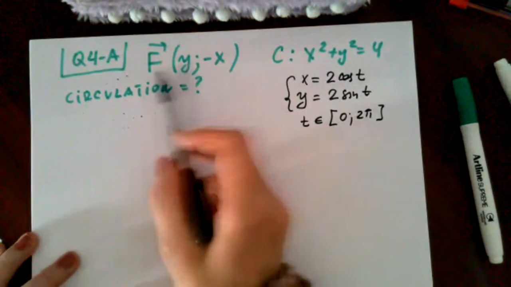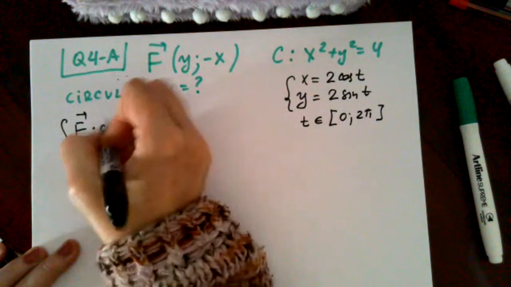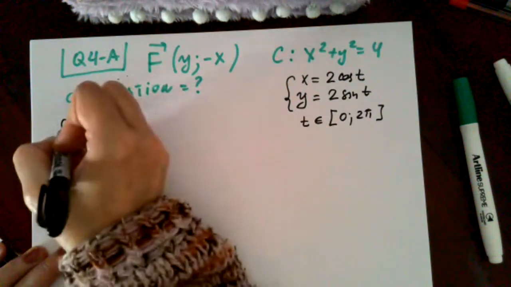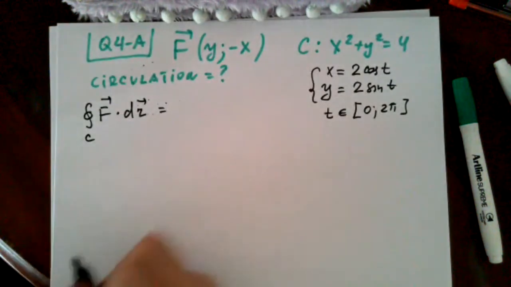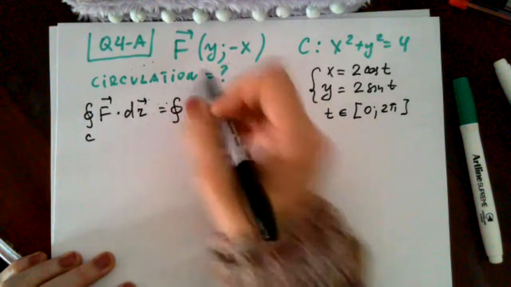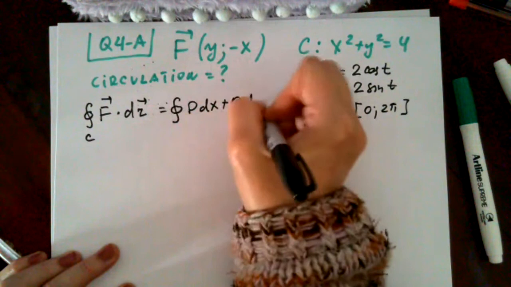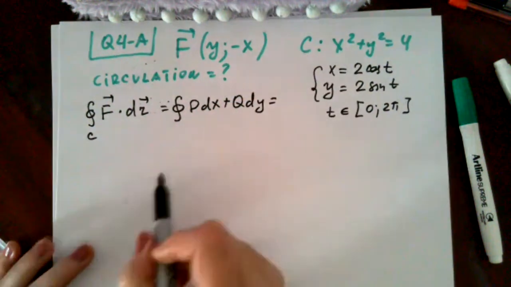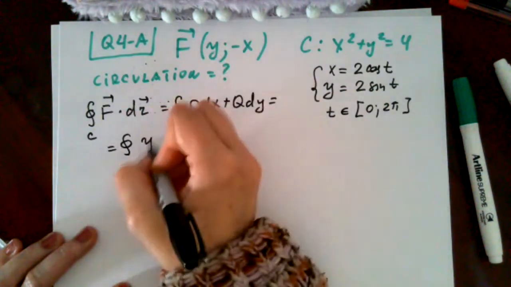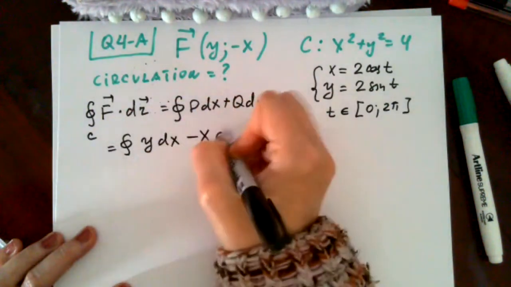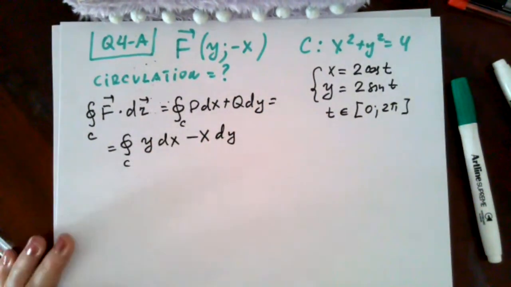Okay, and now we need to write this integral. So our circulation will be given with the same integral, F dot product dr along the curve C, but we should put the circle around it to symbolize that we are calculating the circulation. Now we need to rewrite it as P dx plus Q dy. As you can see, we are dealing with a 2D field, luckily, so only two components. Now let's substitute our concrete data, so it's y dx minus x dy. And that's it.